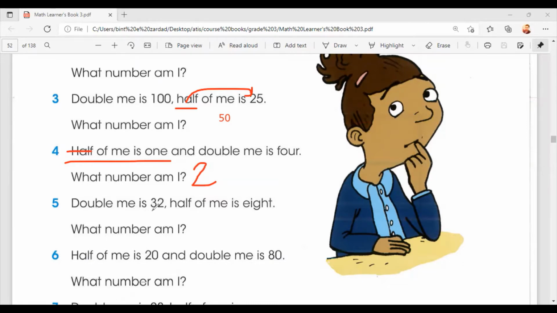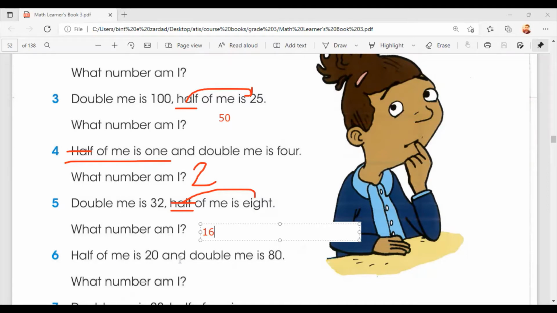Like this, double of me is 32. We skip all other parts, we are just looking at this portion, half, and we are not making half, we are making double of 8. Double of 8 equals 16. So right here 16, and then we can check. When we are making double of 16, it's coming 32. 16 plus 16 is 32, and when you are making half of 16, it's coming 8.